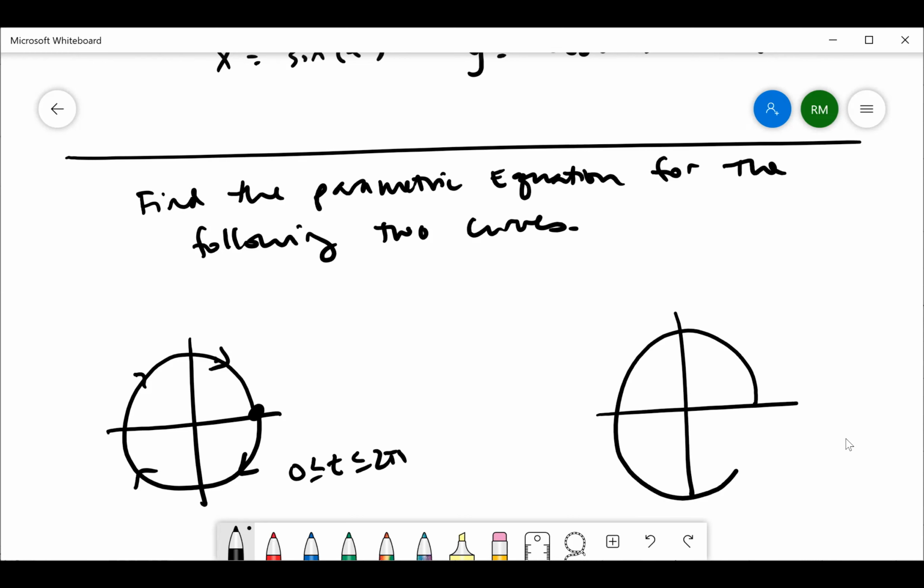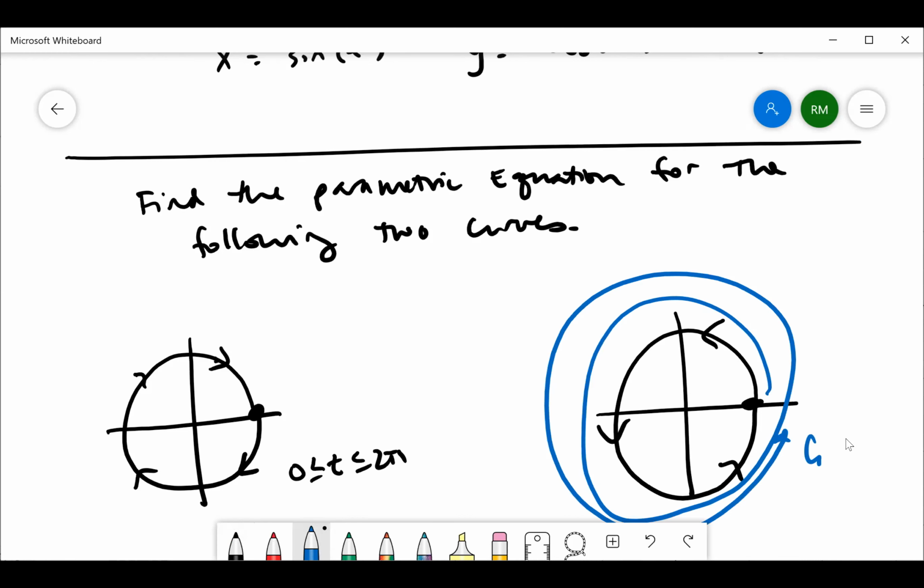Here, I want you to do the normal circle where you start here, but you go around twice. This one's a little tricky, and I still want your t values to go from 0 to 2 pi, but see if you can write down a parametric equation where your t values go from 0 to 2 pi, but your curve goes around the unit circle twice. Let me know if you have any questions, and I'm happy to help.